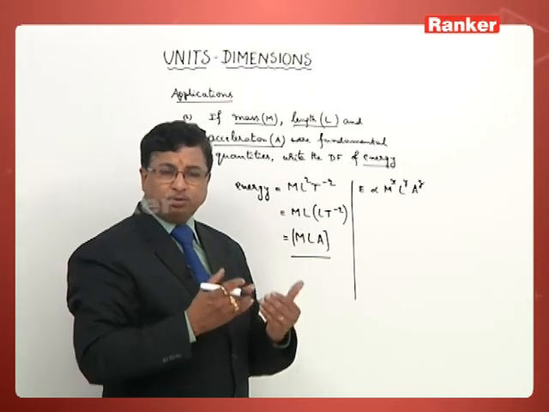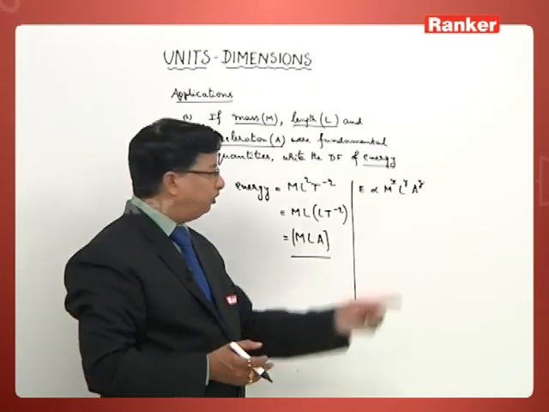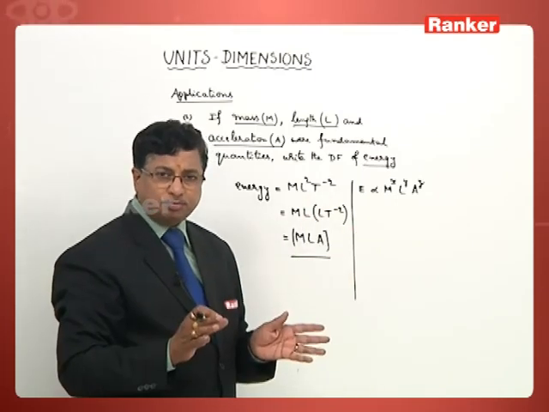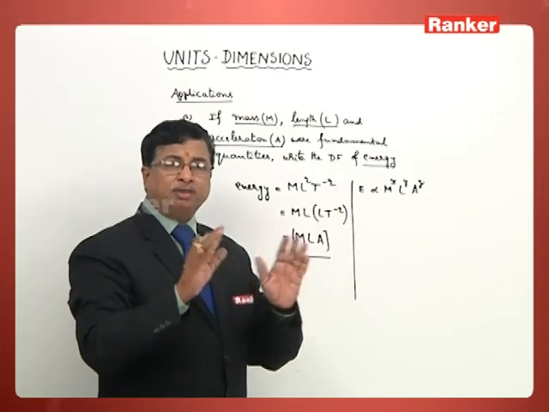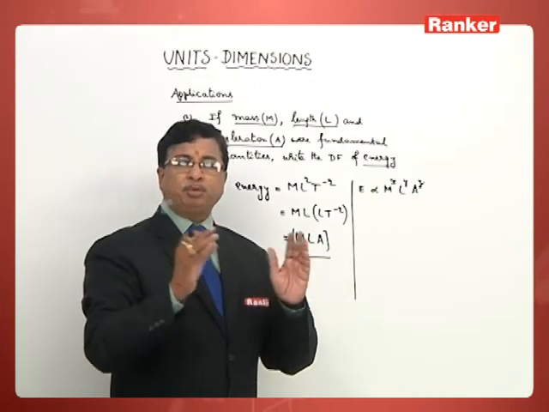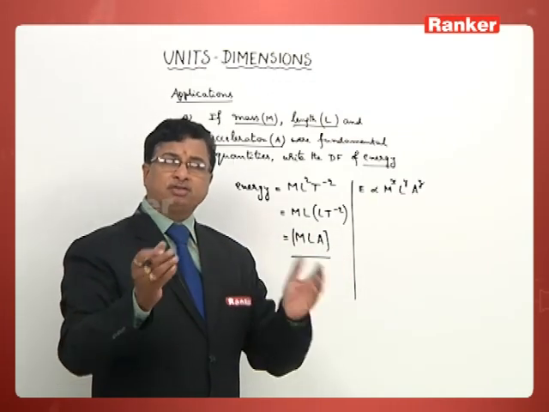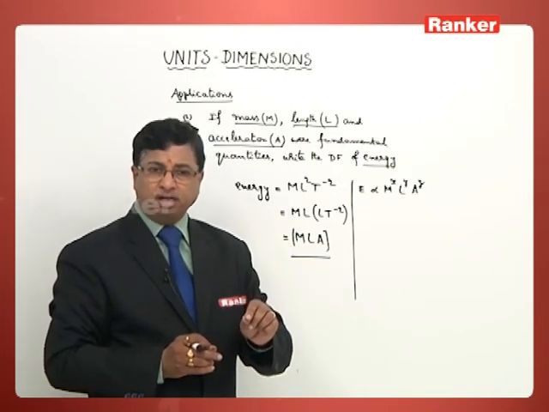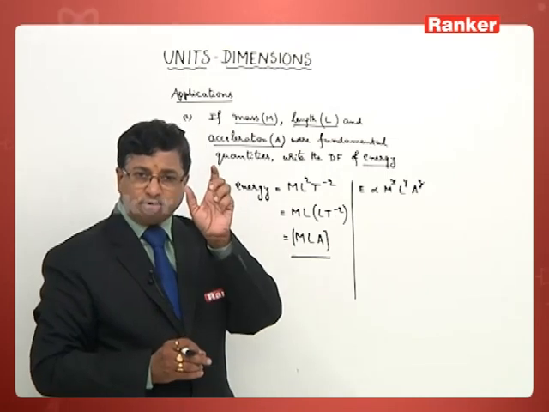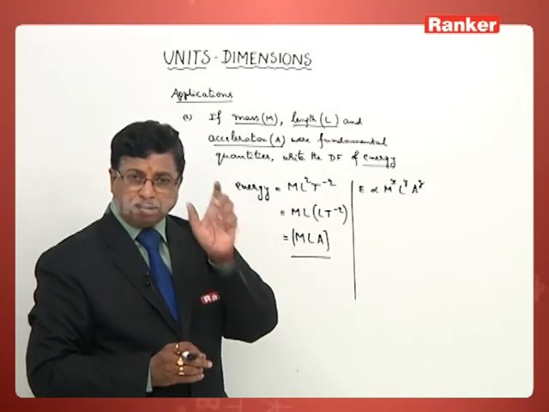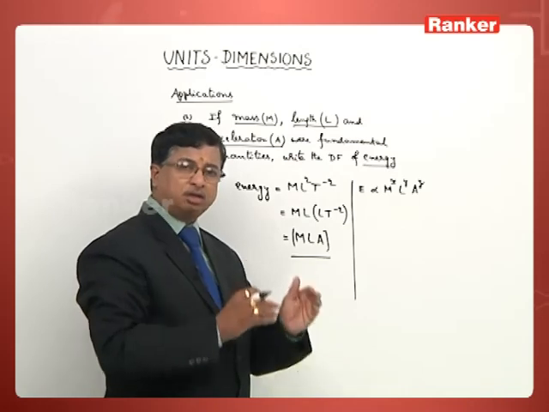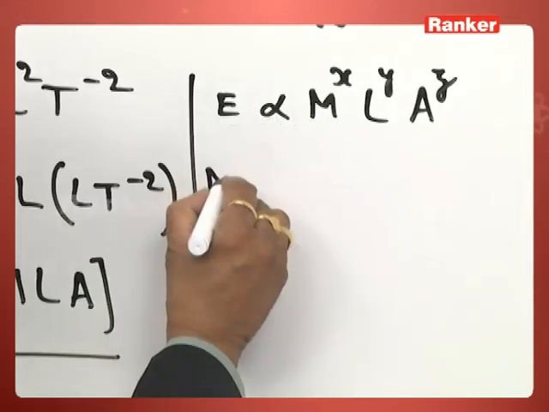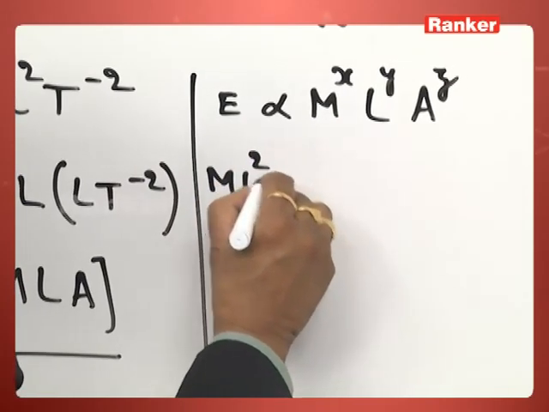Now, every one of you can directly proceed with the remaining steps. So, what to do now? Write dimensions, equate the powers of mass, equate the powers of length, equate the powers of acceleration, finalize the values of x, y and z, and finally substitute those values or powers in this equation and get the result. So, what is to be done in this case? E, it is M L square T power minus 2.